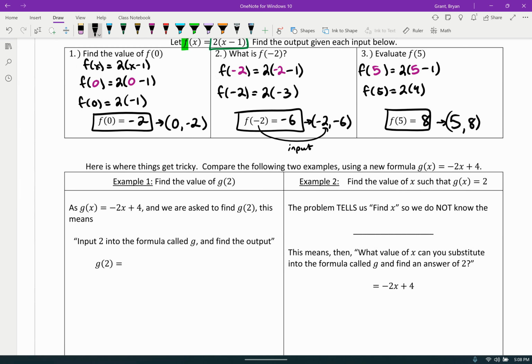So let's look at where function notation can get a little bit tricky. We're going to compare the following 2 examples using a new formula, g of x equals -2x plus 4. So my new formula's name is now g. And you will find that math typically starts with f, and if they've already named an equation f, then they'll go on to g, and then sometimes h.